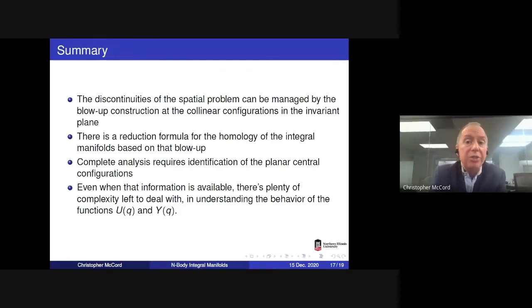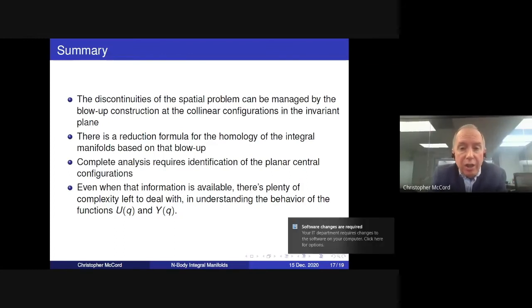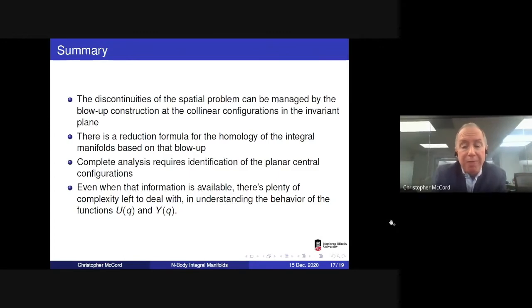And I should acknowledge, when I first calculated the homology of the three-body problem, I got it wrong because of those discontinuities I didn't understand at the time. The work with Hildeberto that we did 20 years ago helped to reveal the structures that could resolve those discontinuities. Using them, I can produce a reduction formula for the homology.